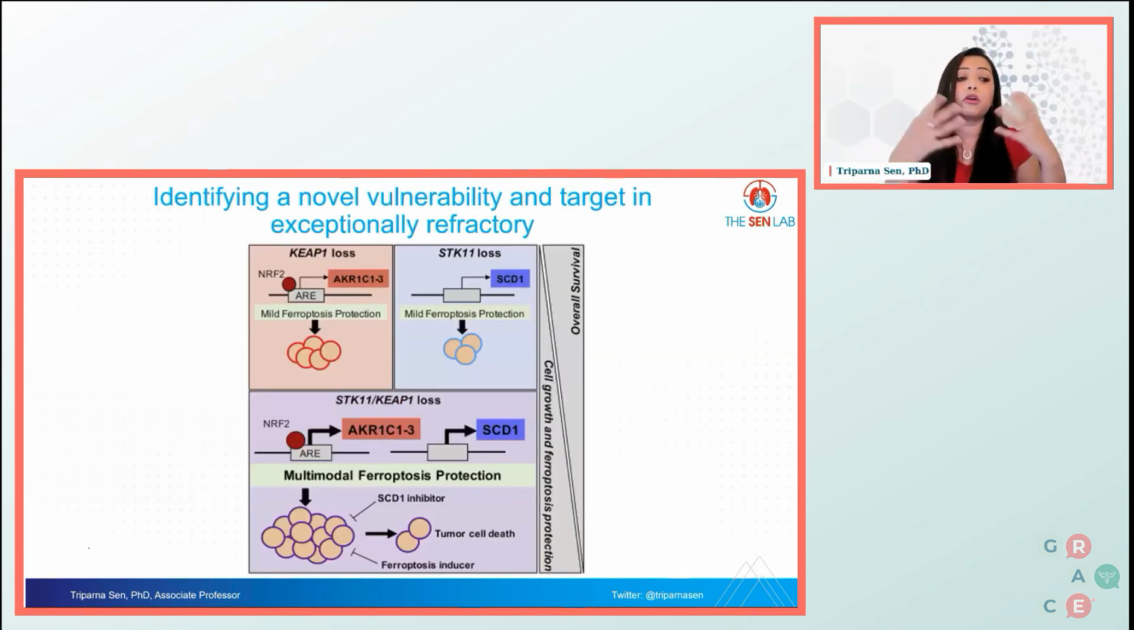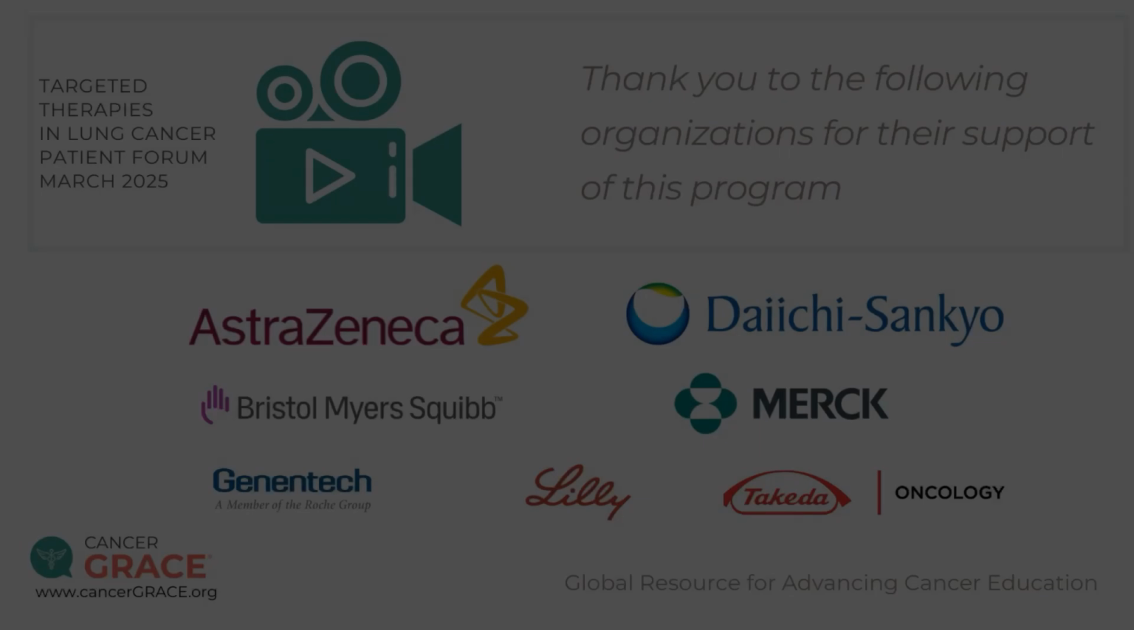What that led to, and I'm not going to go into the details, is understanding that there is a specific vulnerability in these cancers, which is called ferroptosis, a cell death pathway. There are several genes involved in this process which could be targeted. Right now, there are preclinical studies and also translational studies going on trying to understand the importance of ferroptosis in this cancer. So this tells us that we can learn a lot from cell lines, and this can actually be taken into the clinic.